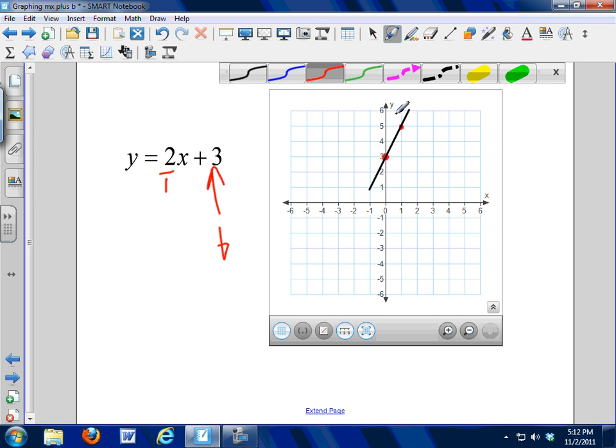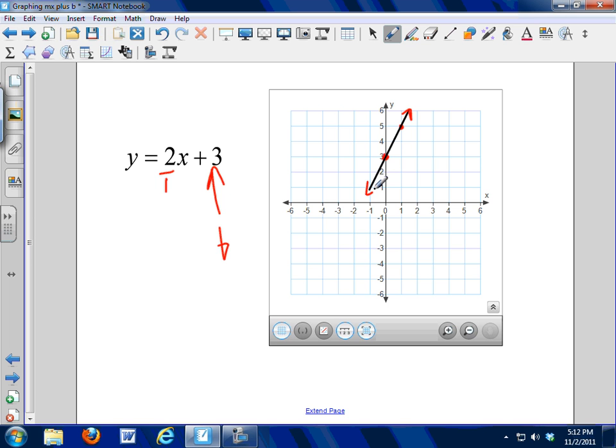And arrowheads, because it goes on forever, and you can draw it down into this quadrant, it's fine, but at least go beyond the points. Label it, y equals 2x plus 3. See how easy that is?